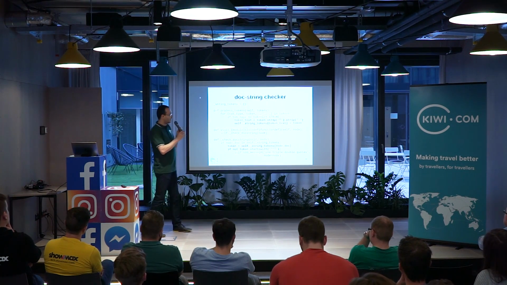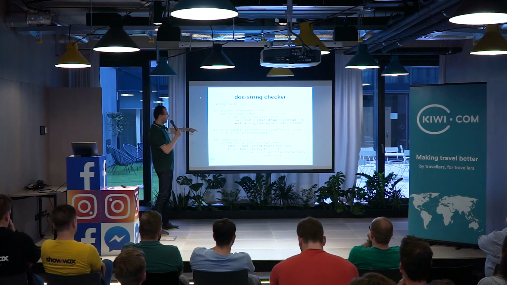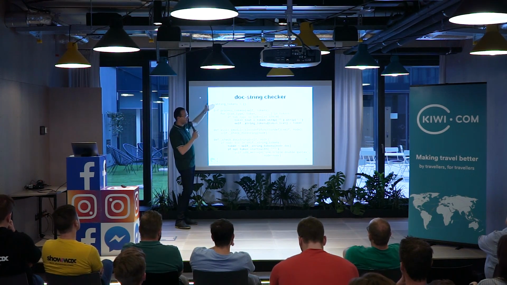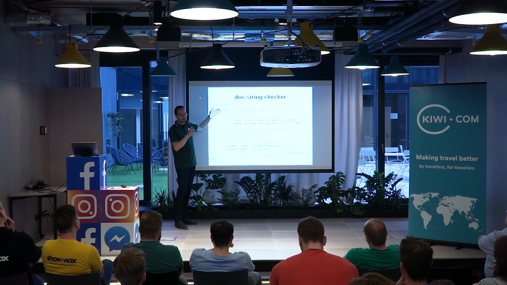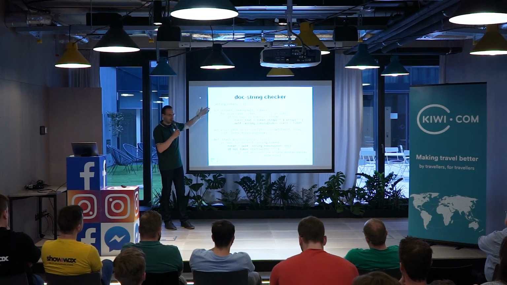So first thing, the documentation string checker. This is the essence of it. So this thing, it's not a global variable. This is just how I've written it. It's a class attribute which is initialized to empty dictionary in the beginning. So you can put this in it.